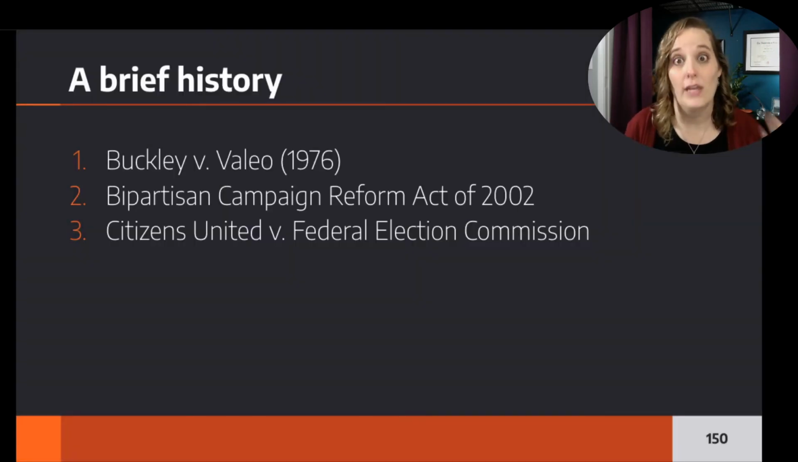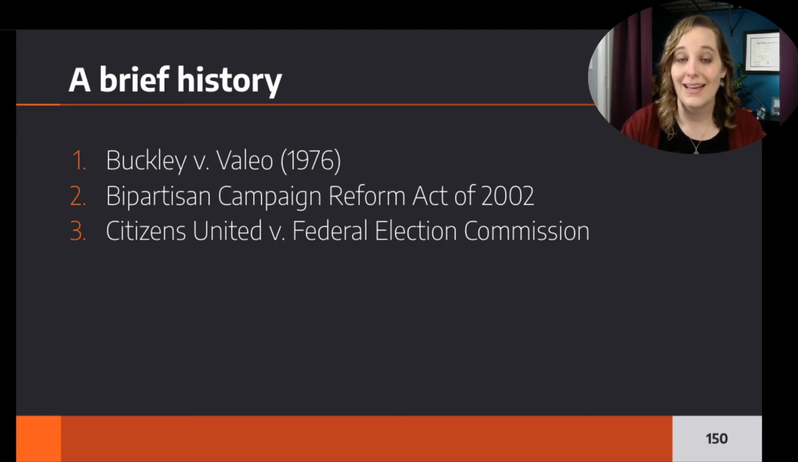There is a long history of campaign finance and attempts to reform campaign finance. We're going to go through a really brief history. The first instance that we're going to talk about is a court case called Buckley versus Valeo from 1976. This case said that there could be limits on campaign contributions, so that basically they said, yes, Congress, you are allowed to limit how much people can give to political campaigns.